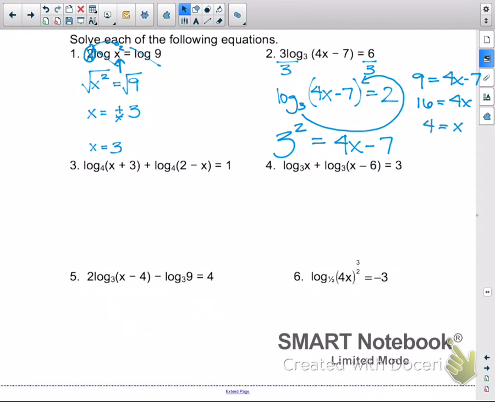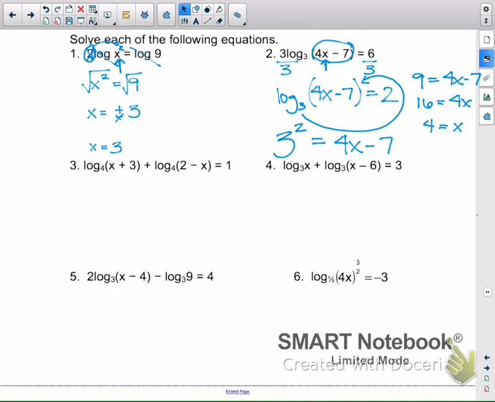It's always good to check your answer. Here's what I mean by that. If I plug in 4 right here, is this parentheses going to be a positive number? 4 times 4 is 16, minus 7 gives me 9. Yes, that's totally fine. If that is not a positive number, no matter whether your answer is positive or negative, we have to get rid of that answer. So logs, you always need to check your answers. Exponentials, you do not. Any issues with question 2?